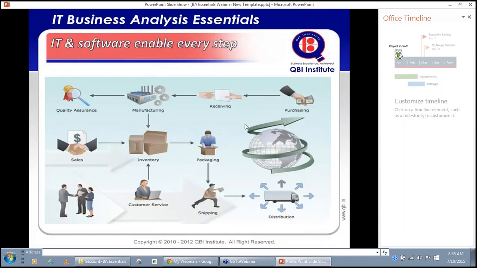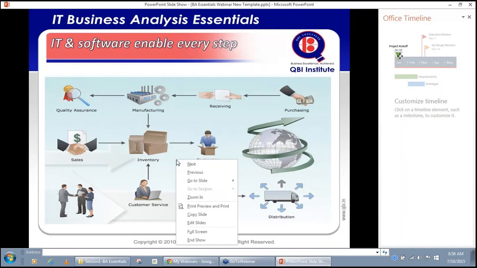And if we talk about IT business analysis, you see today any kind of solution, any kind of improvement in the business process, it happens through IT. So IT and software enable every step. So if you are a business analyst, if you have to formulate a solution, you need to deploy IT or you need to leverage the power of information technology. So that is the importance of an IT business analyst.